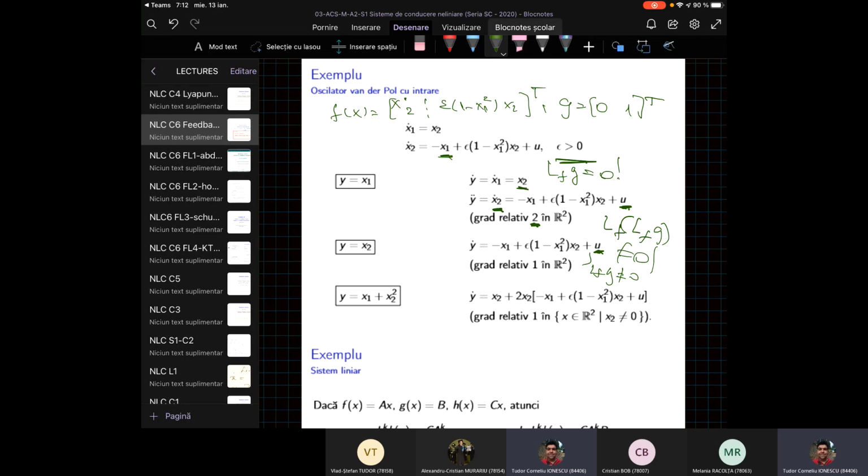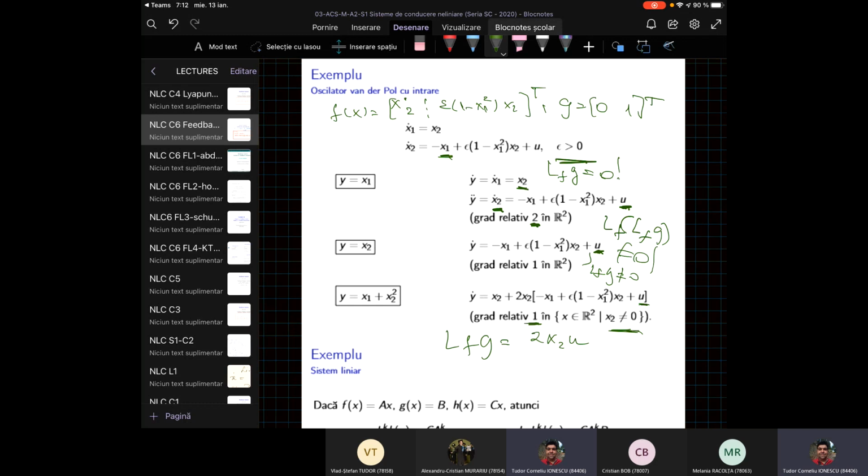But what happens if you take the output x1 plus x2 squared? y dot is x1 plus 2x2 times x2 dot. x2 dot is minus x1 plus epsilon times (1 minus x1 squared) x2 plus u. u shows up here. So LFG is actually 2x2u. Okay, so the relative degree is 1 again, for all the points which are not 0.